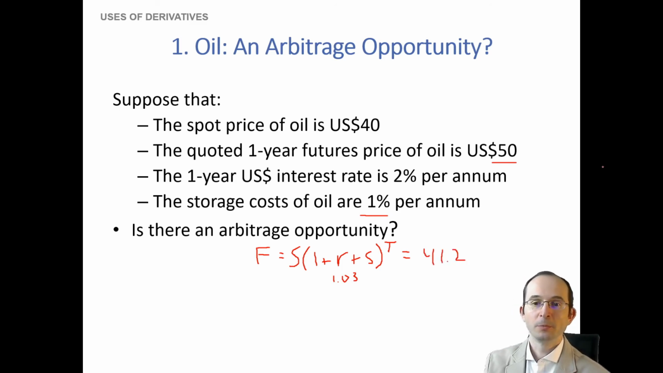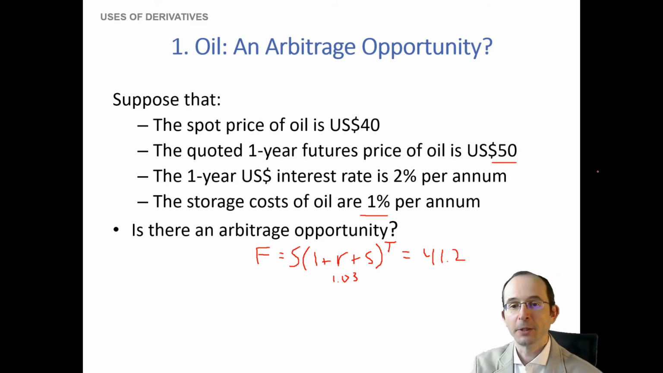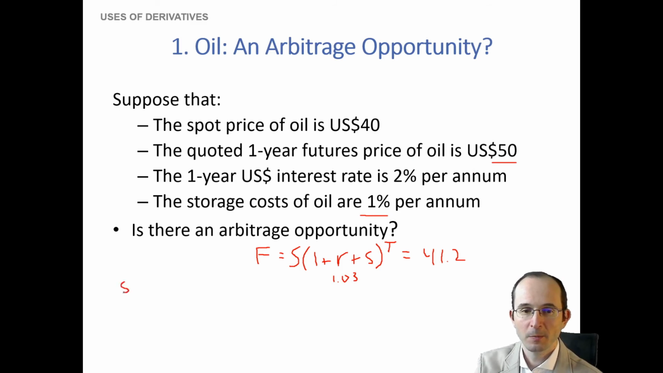So if this is indeed the relation for a futures price, it does seem like the one we're observing is too high. So let's again do what we did a little bit ago. We're going to sell the futures, obligating us to sell a barrel of oil for $50 in a year's time. We're going to borrow $40. And we're going to buy a barrel of oil with it.